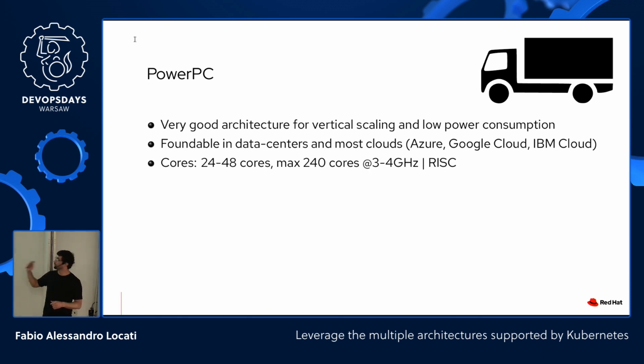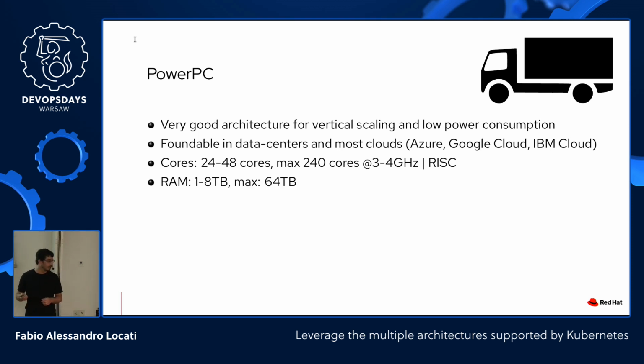Talking about performance, the average system would have between 24 and 48 cores, but we can see systems that are up to 240 cores. But more importantly, the RAM easily goes into the terabytes. So it does have a lot more resources than your average x86 box.